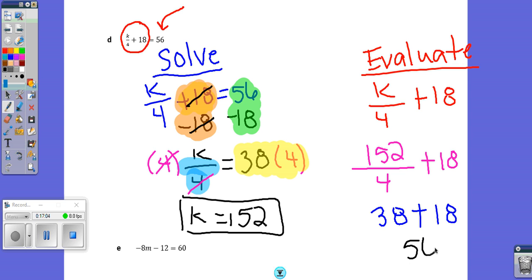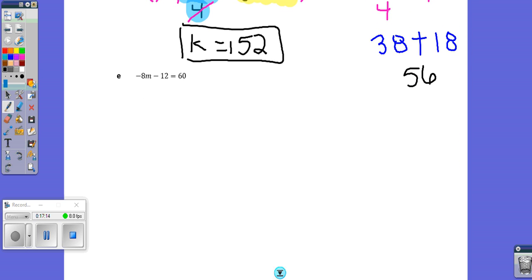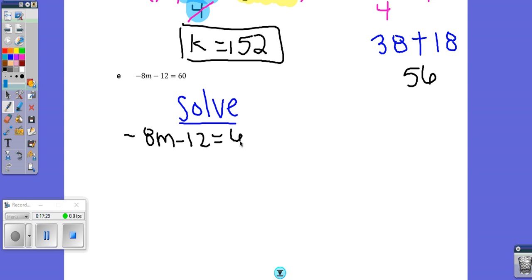So when we evaluated, we got the number that we were supposed to. So yes, my answer is k equals 152. All right, I just have one more problem. So for question E, we have negative 8 times m minus 12 is equal to 60. So let me write that down. Negative 8 times m minus 12 is equal to 60.